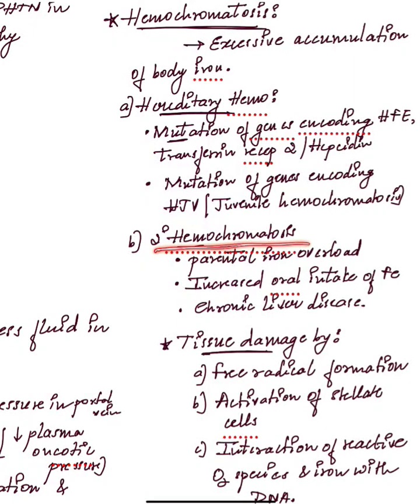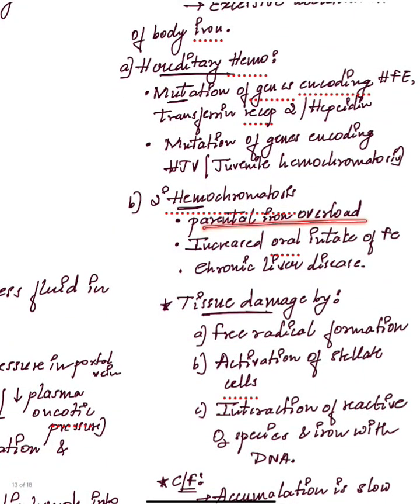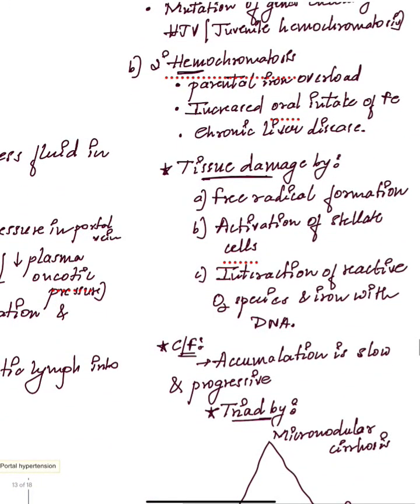Secondary hemochromatosis is due to parenteral iron overload, increased oral intake of iron, and chronic liver disease. There may be tissue damage. The tissues are mainly damaged by free radical formation, activation of the stellate cells, and interaction of reactive oxygen species and iron with DNA.